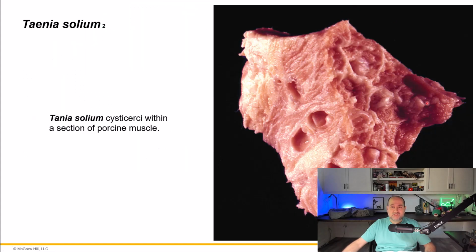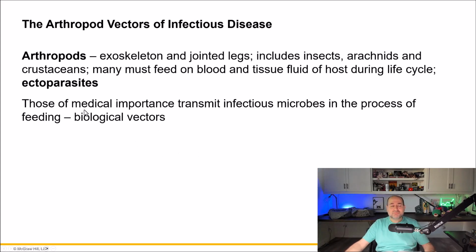Here's some pork, and you can see all those cysts inside of the porcine muscle. All right, and on that bombshell fun stuff, let's move on to arthropod vectors. Arthropods have exoskeletons and jointed legs, including insects, arachnids, and crustaceans. Many must feed on blood and tissue fluid of host during life cycle. These are known as ectoparasites.